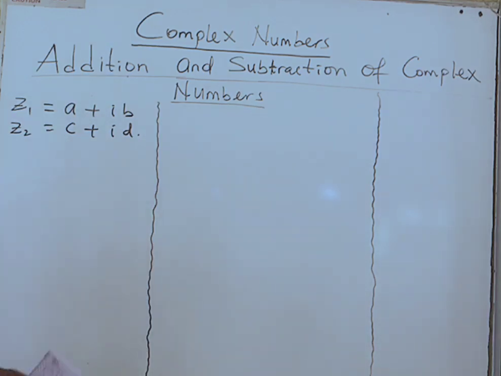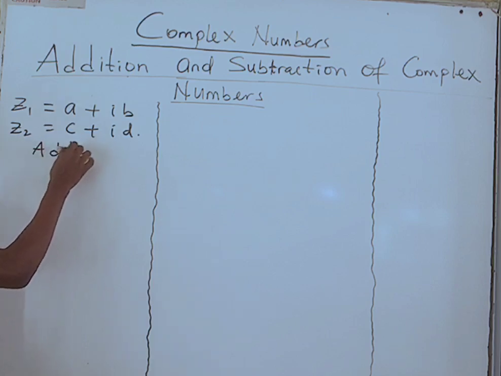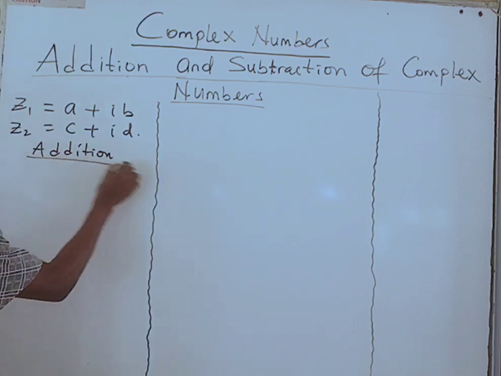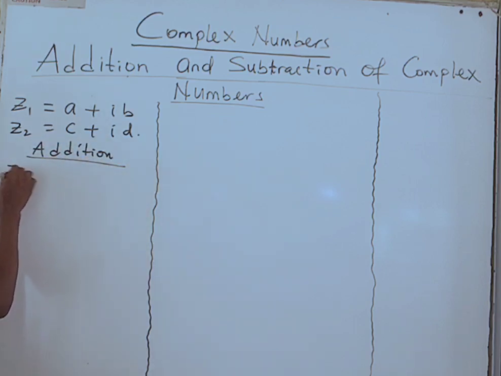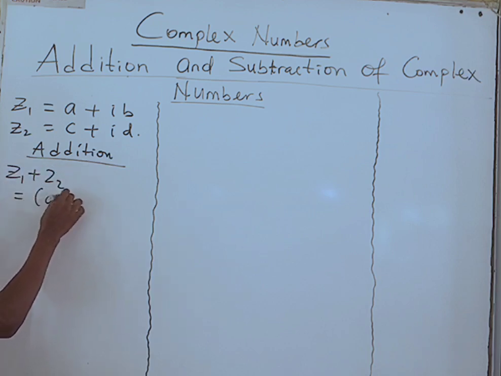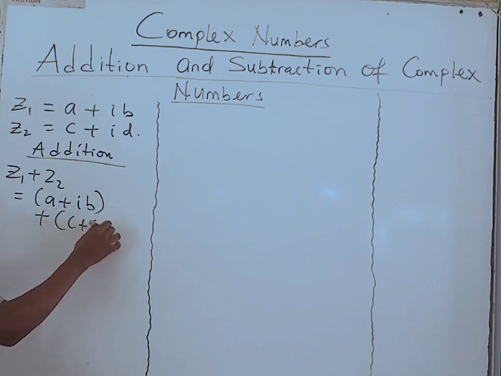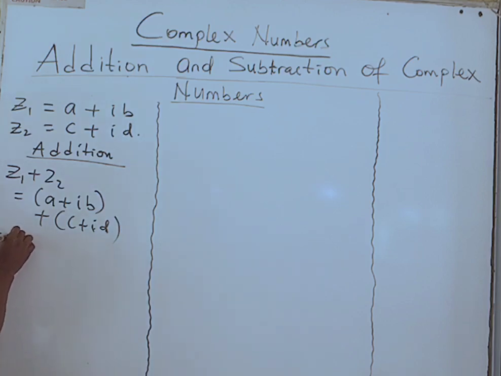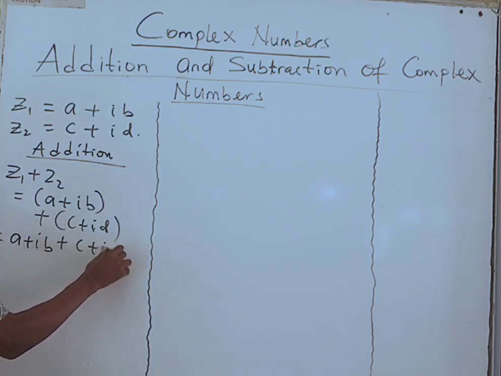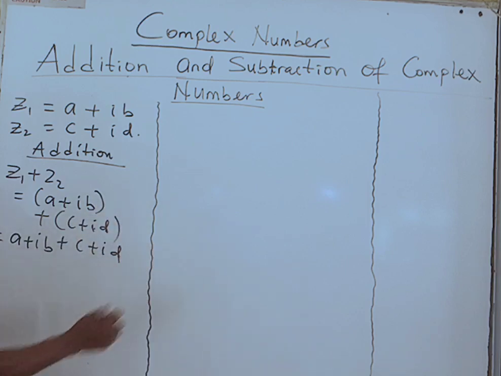Now we want to find the sum of these two complex numbers, so we are going to add them. Z1 plus Z2 equals A plus IB, which is the first complex number, plus C plus ID, which is the second complex number. And we have A plus IB plus C plus ID. So we expand the brackets. That's what we just did.